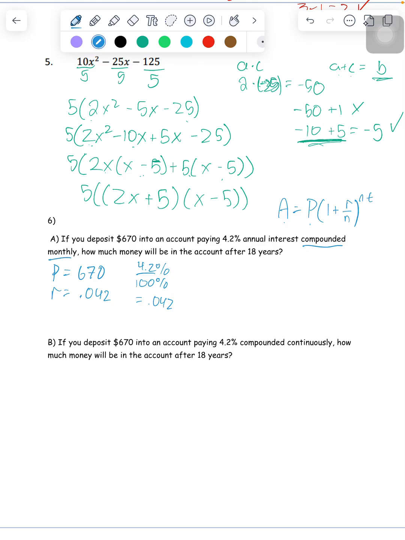Compounded monthly. So that means monthly means how many times it happens per year, right? So there's 12 months in a year. So my n equals 12, all right? And the amount of time is 18 years. So t is 18, right? So I want to plug in all these values into this equation right here. All right, so let's take our calculator and let's do it.